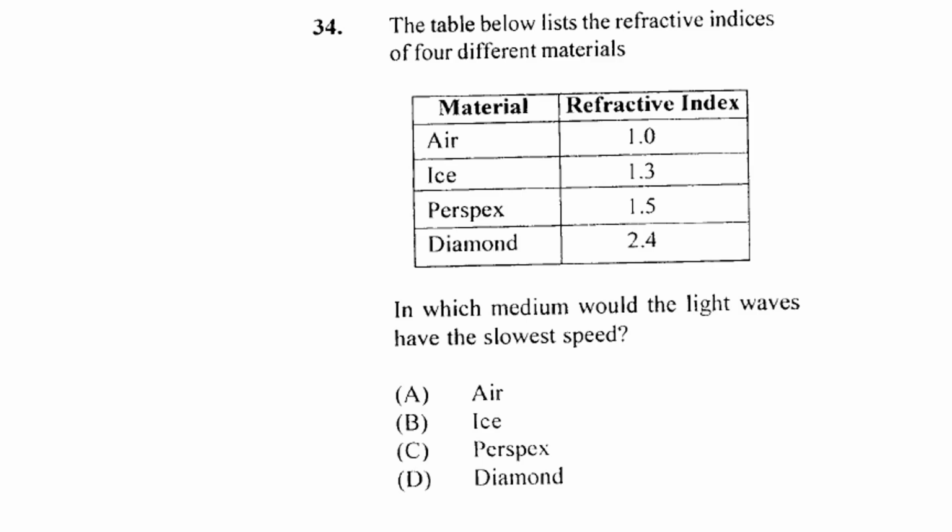Well, there is an inverse relationship with light waves, medium, refractive index, and the speed. So the greater the refractive index, the slower the speed. So the answer is D.